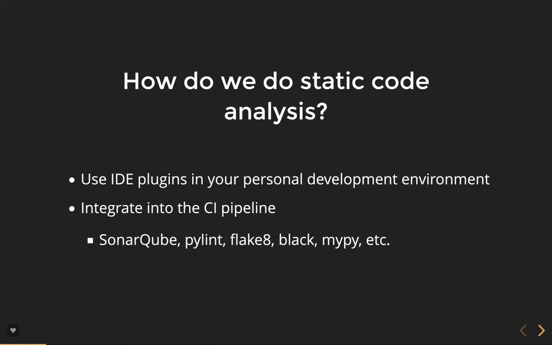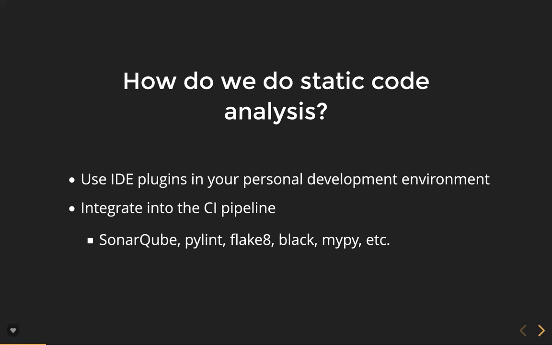So how do we do static code analysis? Well, the two general ways of doing it are by installing a plugin into your IDE so that, you know, every time you save the file you're working on, it runs a bunch of checks and lets you know what's good or what's bad, or auto fixes things for you. Or maybe there's like a drop-down menu or something to execute these things.